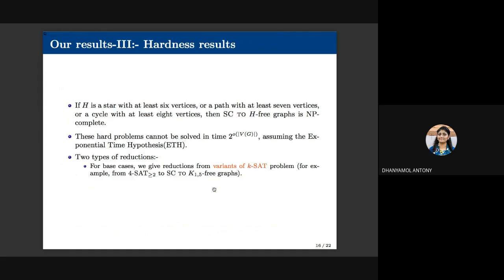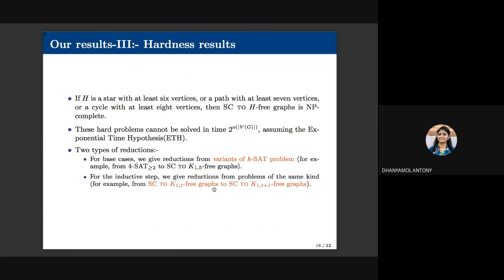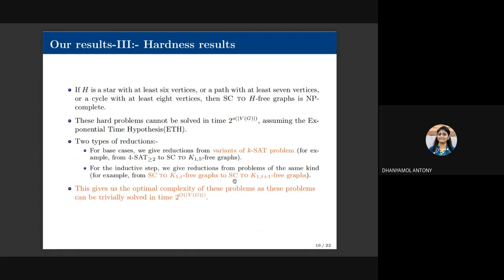In this work, we have used two types of reductions. For base cases, we give reductions from variants of the KSAT problem. And for the inductive step, we give reductions from problems of the same kind. We will consider this reduction soon. Both these reductions are linear reductions. Thus, we proved that these problems do not admit any sub-exponential time algorithm.